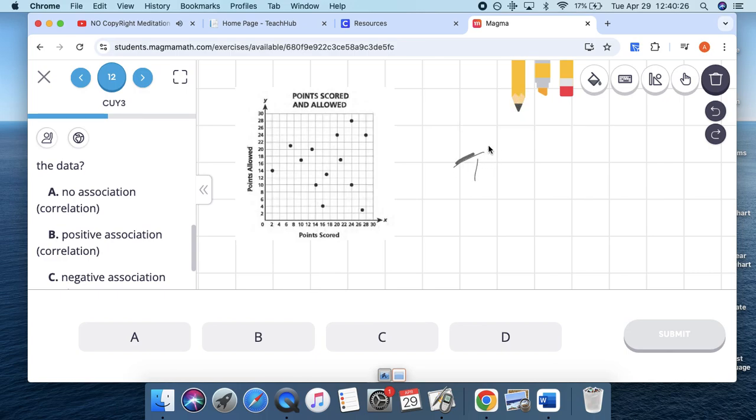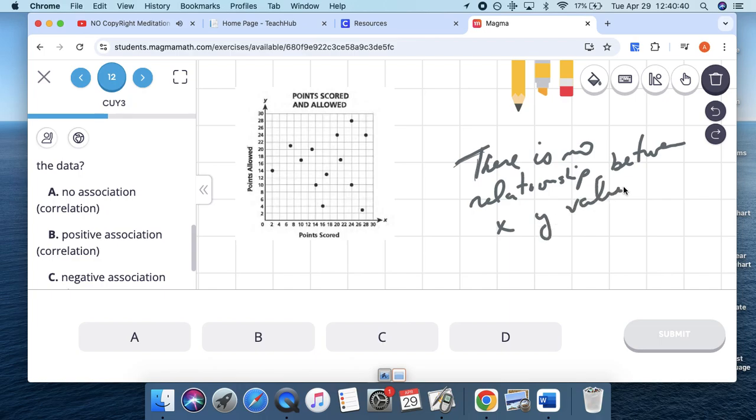So you're thinking, because there is no relationship between x and y values. I don't see, as x increases, the y increase, as x decreases, the y increase, or vice versa. So there's no relation.